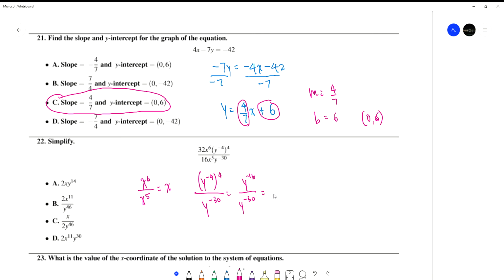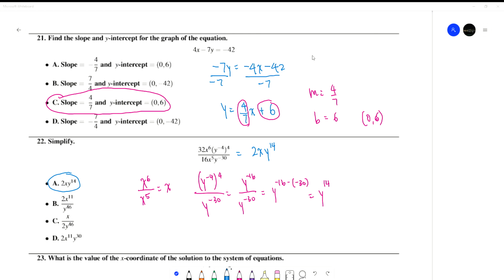We could use our quotient rule of exponents here. So this is y to the negative 16 minus negative 30 gives us plus 30, right? So y is to the 14th power, right? And lastly, 32 over 16 is equal to 2 in the numerator. We have 2x y to the 14th, and that is answer choice A. Any questions with this?